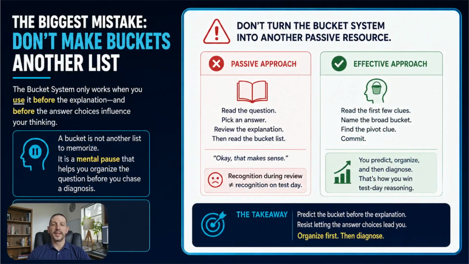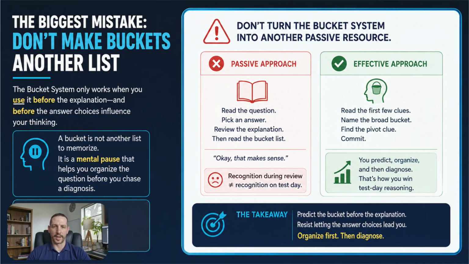The biggest mistake is turning the bucket system into another passive study resource. Students read a list of patterns after completing a question and think, "Okay, that makes sense." But recognition during review is not the same as recognition under test conditions. The value comes from predicting the bucket before reading the explanation, and ideally before allowing the answer choices to influence your reasoning. A bucket is not another list to memorize. It is a mental pause that helps you organize the question before you chase a diagnosis.